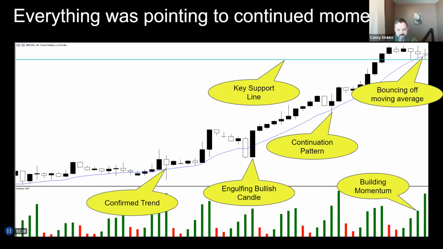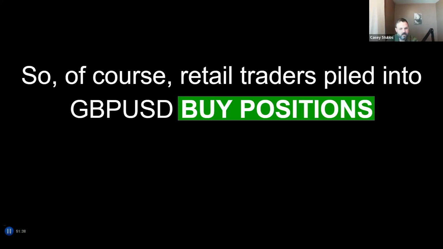There's a confirmed trend, a continuation pattern. It broke through support. It was building momentum. All the signs were pointing to long. So, of course, retail traders piled into pound USD buy positions.